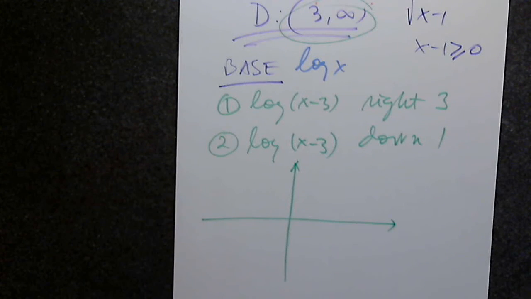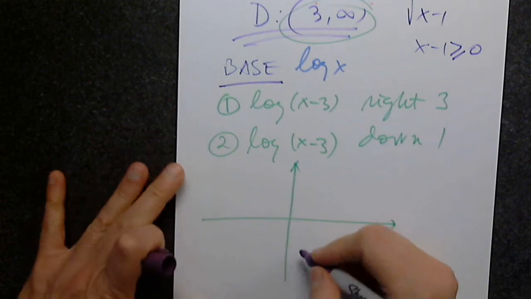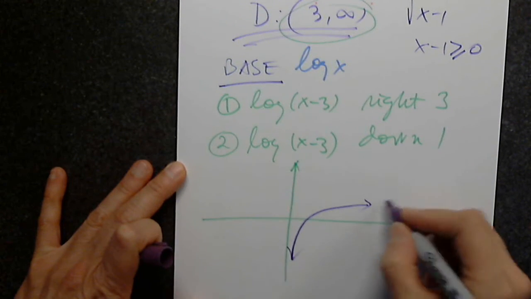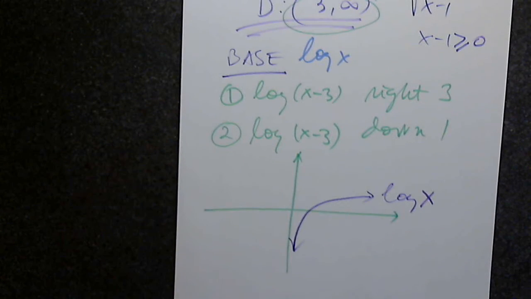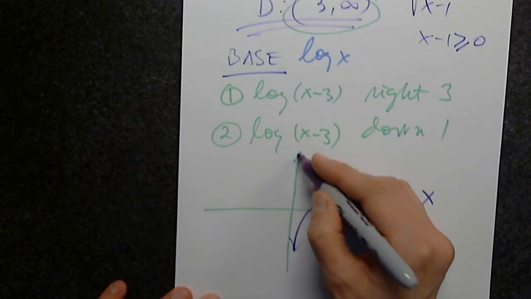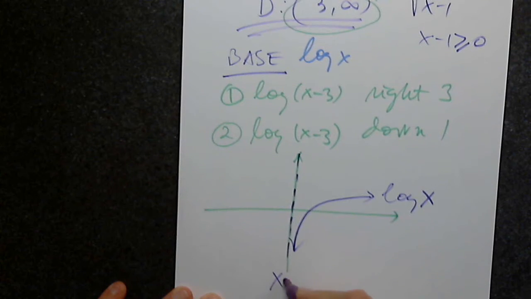But now I have to remember how to graph this function, because log and exponential have two shapes. One shape is when the exponential is increasing or decreasing. The other shape for the log is increasing with base greater than 1, or decreasing with base less than 1. So which one is it? Increasing. Very good. So this is log x with a vertical asymptote at x equals 0.